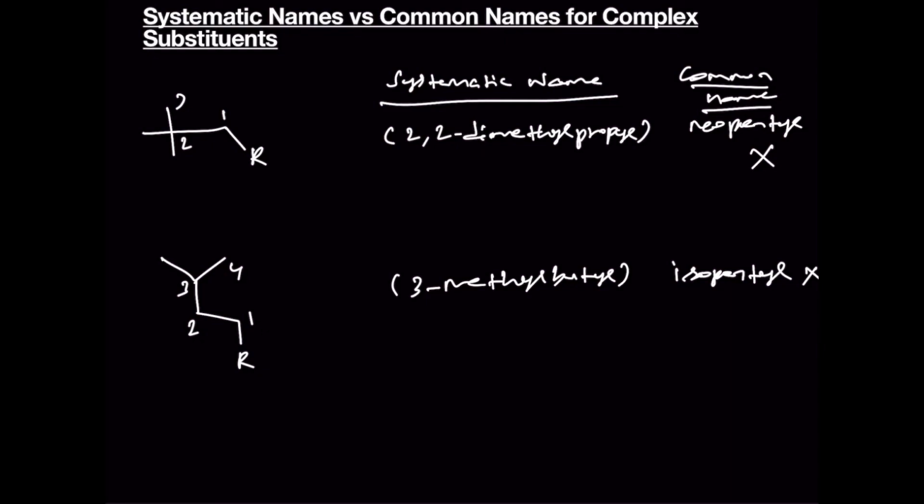Okay. So, let us go to more examples. Let us discuss one example and let us give names using both common names as well as systematic names. So, let us say we have a molecule like this. Let us use the common name for the complex substituent and let us give the IUPAC name.